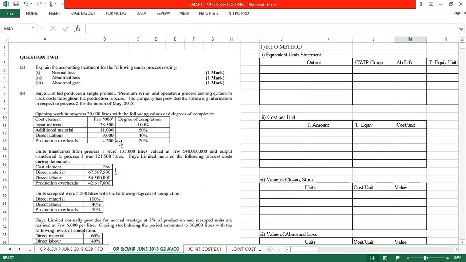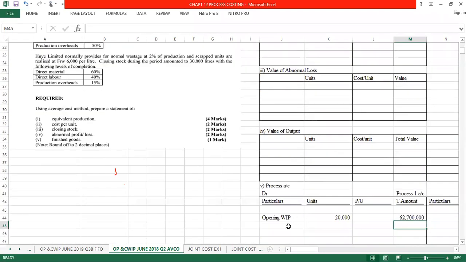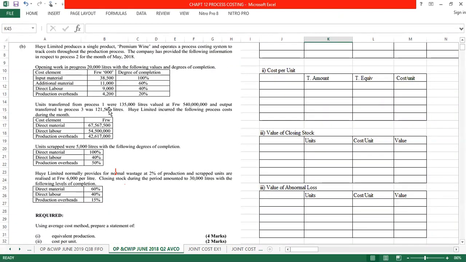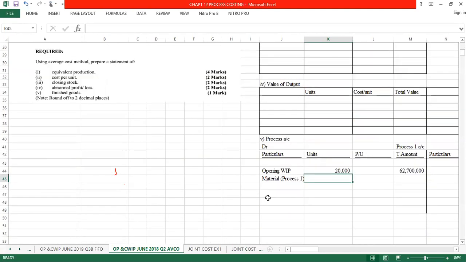Next. Units transferred from, remember we are in process 2. Units transferred from process 1 were 135,000 liters. So the output in process 1 is input in process 2. Take note of that. So that is 135,000.